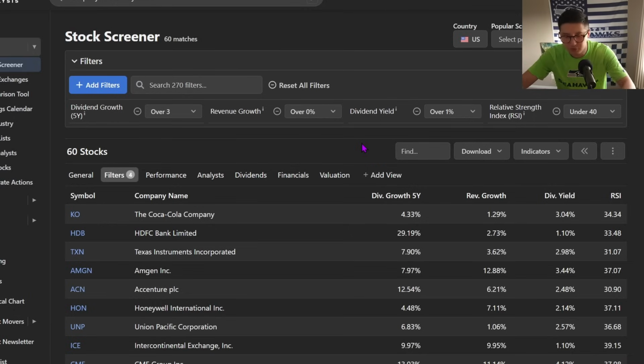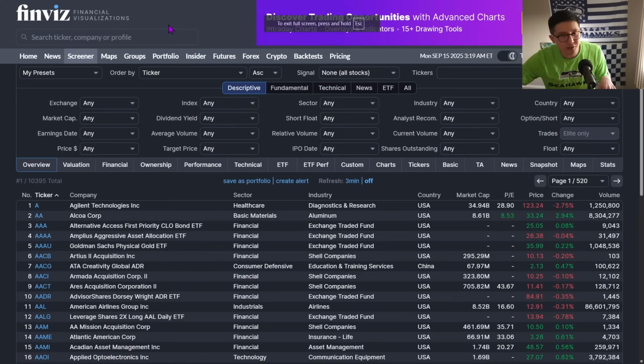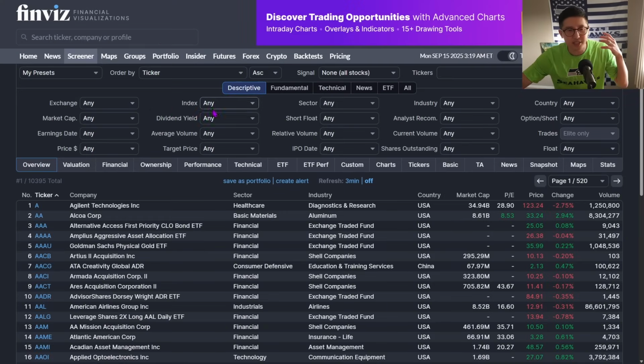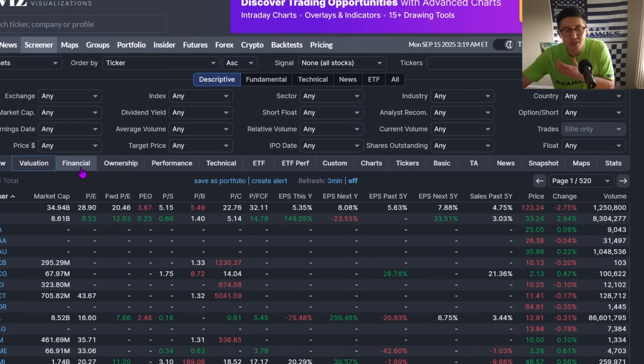And by the way, there's a free way to do this. Let me share with you right now. So this website is called FinViz, and as you can see, it's almost the exact same thing. I don't really use this one.